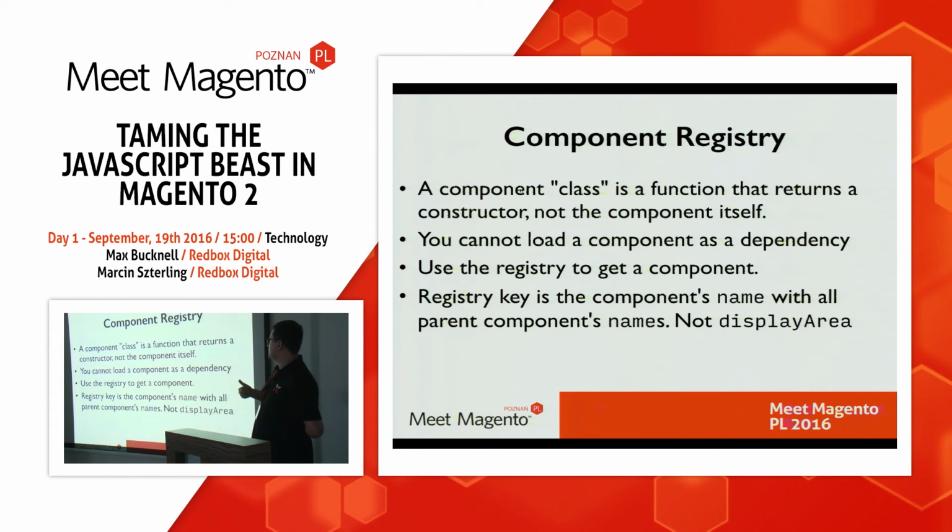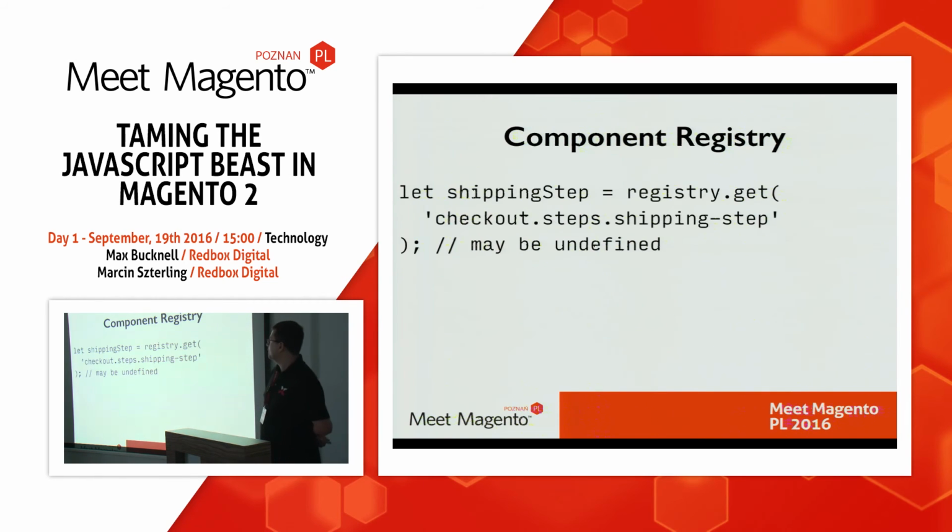So obviously you can use it as a dependency, but you can get it and do something with it. So the registry key, the one you're calling, is the component's name with all the parents' components' name. This is what Max was talking about. So right now, we're talking about the name of the component, not the display area. Display area is for the templates, and when you want to have an object, use the name.